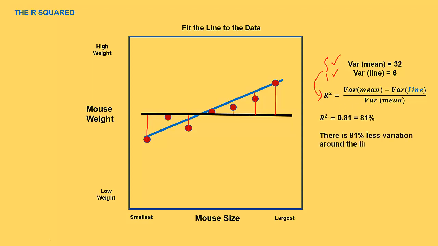The answer is 81%. What does this 81% show? It shows that this model, which is the blue line here, gets 81% of the information from the data, whereas 19% of the information cannot be explained by this model. That 19% can be explained by something else.